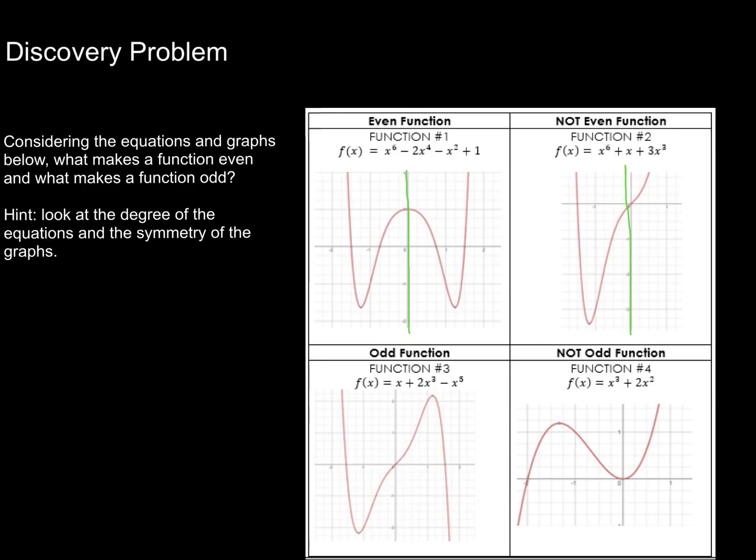Now let's take a look at odd functions. So this one is a little bit trickier to see, but I think based on what we saw with the even functions, you'll be able to get it. So let's take a look at the symmetry. What kind of symmetry do we notice here? Well, it's not symmetric about the y-axis, certainly. Is it symmetric about the x-axis?